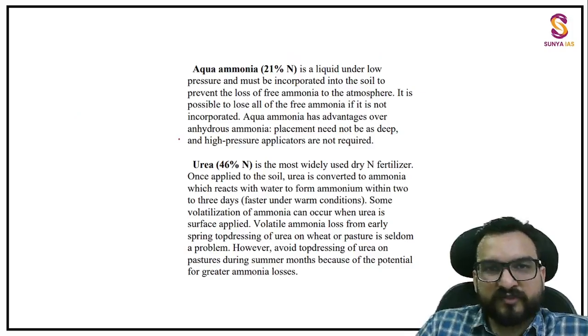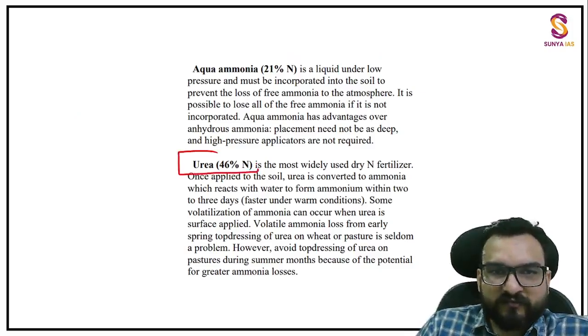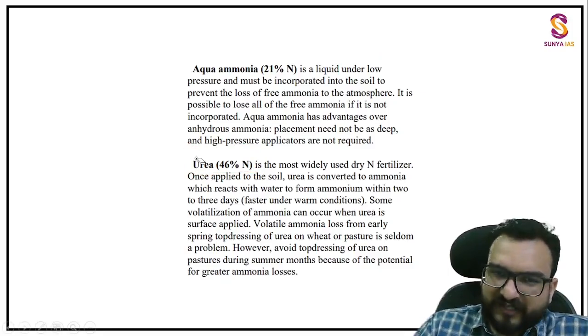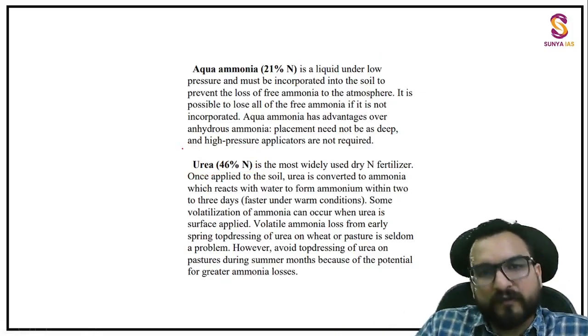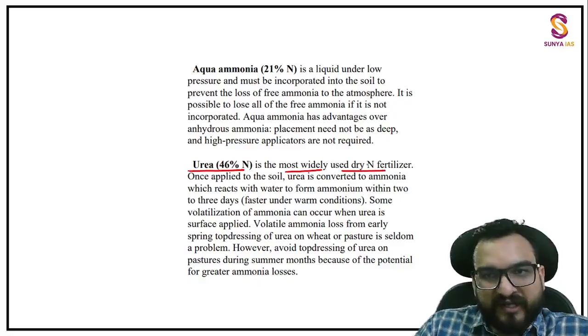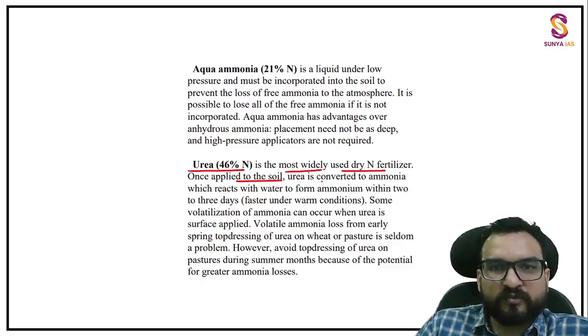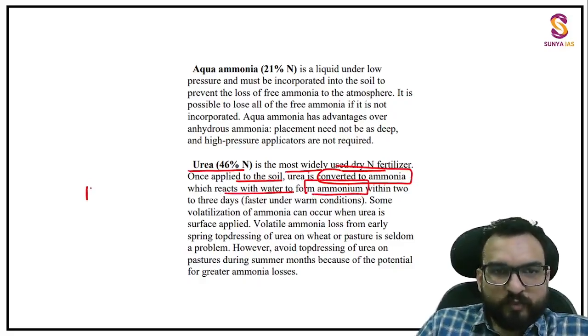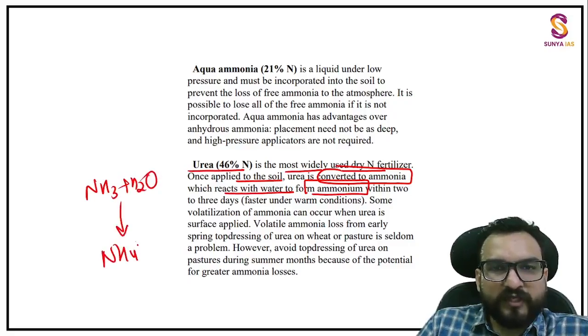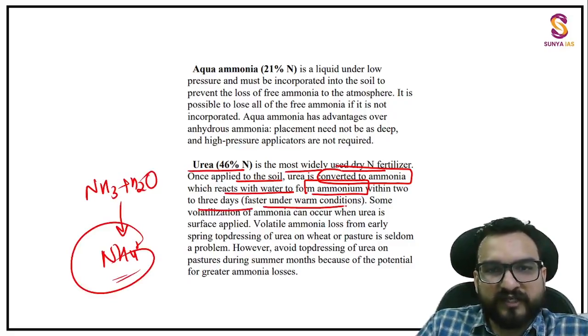So see this, there are many fertilizers. Important one I have told you, urea, and rest of the things you will be knowing in the lectures. Urea, 46% nitrogen, is the most widely used dry nitrogen fertilizer. Once applied to the soil, urea is converted to what? Ammonia, which reacts with water to form ammonium. Ammonium is utilized within 2 to 3 days.